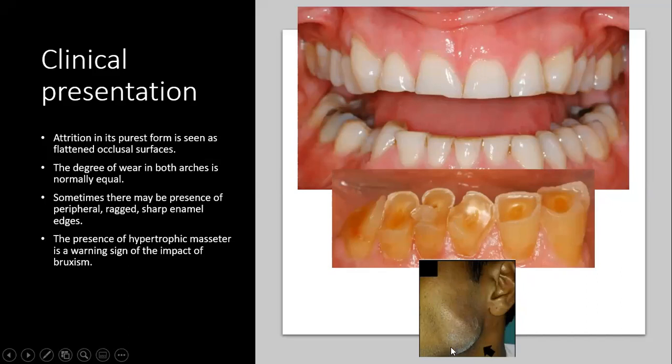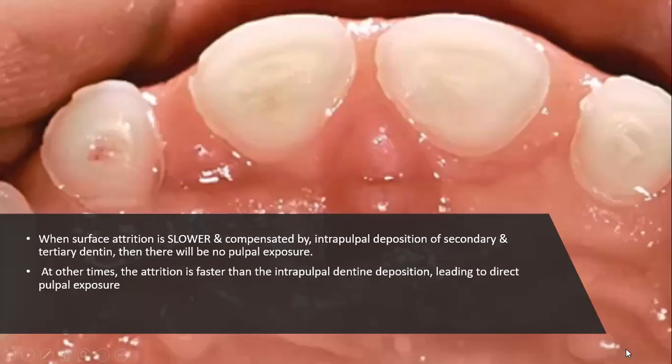The presence of a hypertrophic masseter is a warning sign of the impact of bruxism. If you find a patient with a hypertrophic masseter and severely attrited teeth, then there could be an indication of the patient having a parafunctional habit, which is bruxism. Here is an image of a hypertrophic masseter.